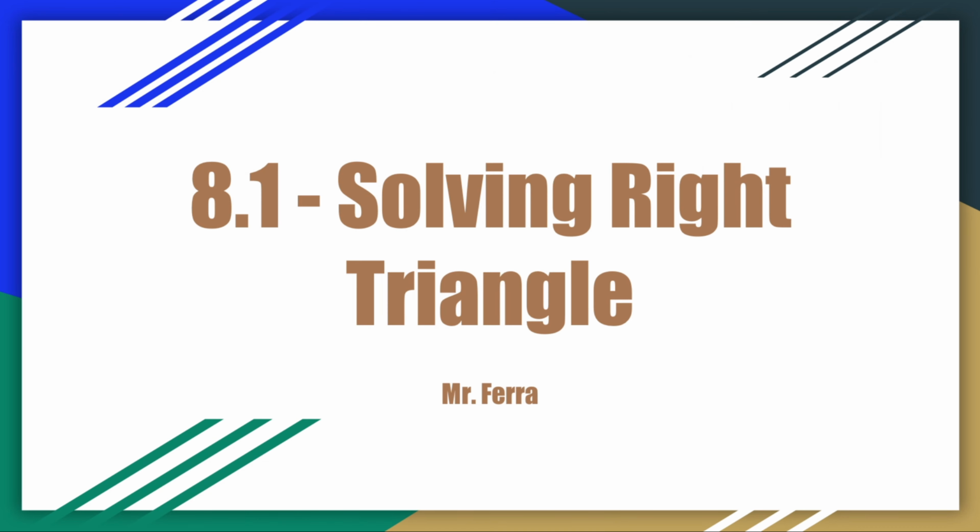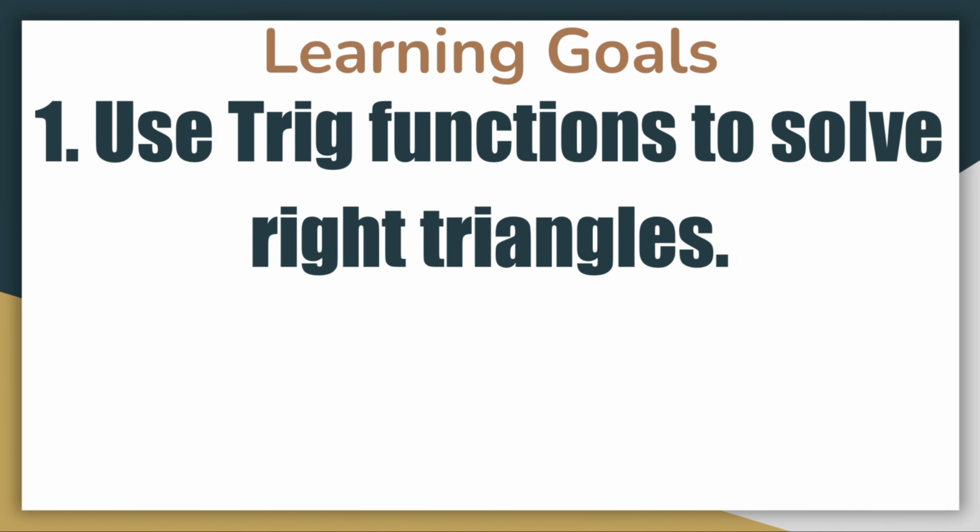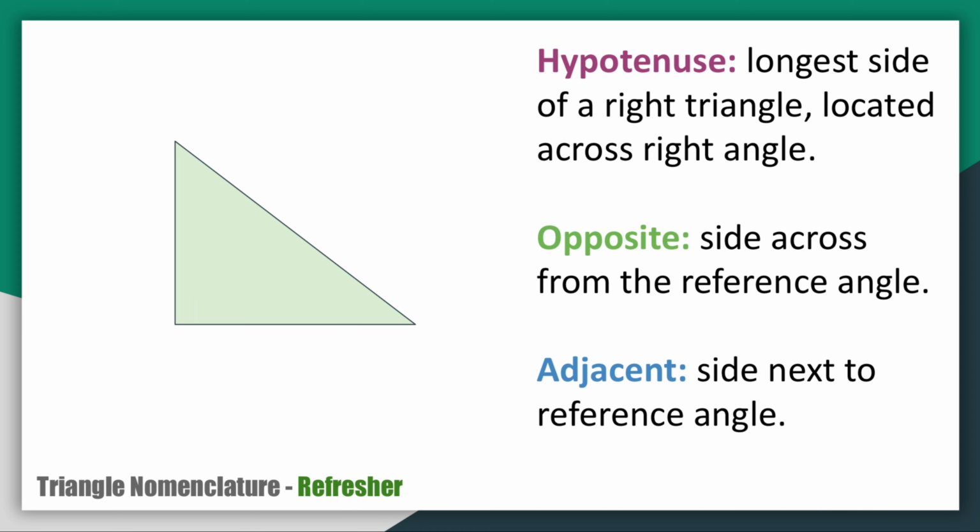We have 8.1, solving right triangles. So your learning goal is to use trig functions to solve right triangles. We can use trig functions for non-right triangles, but only in very, very certain circumstances, using law of sines and law of cosines. So for now, I want you to think of this as only using trig functions for right triangles, and when we don't have right triangles, we cannot use them in the way that we're using them today. Now let's go over some refreshing material on triangle nomenclature.